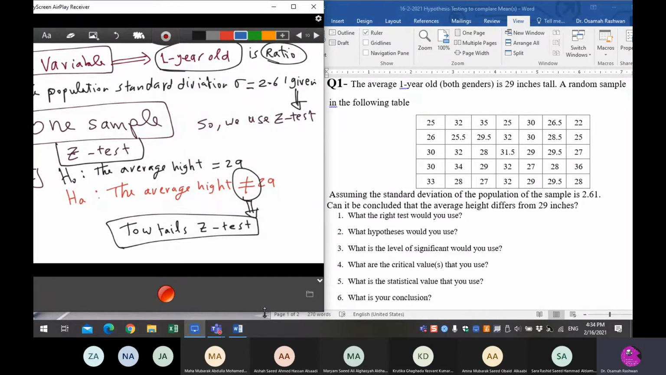The option for alpha, the level of significance: you have 5%, 1%, 10%, it's up to you. I will go for 5%. Do you agree with me?